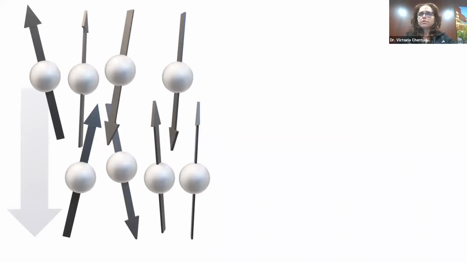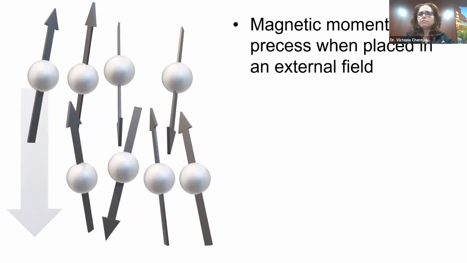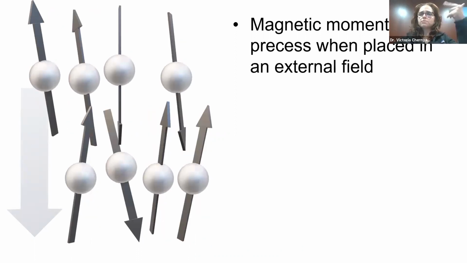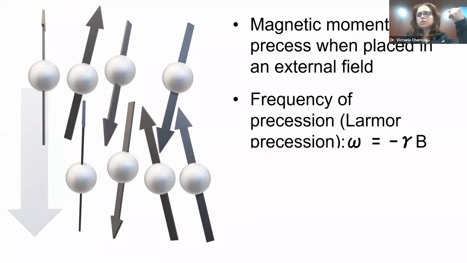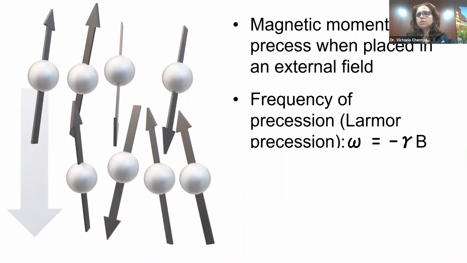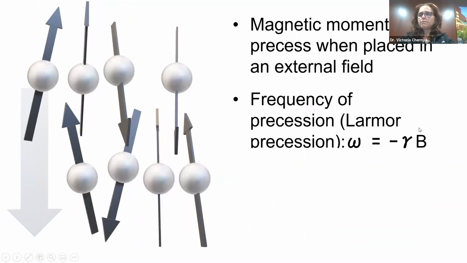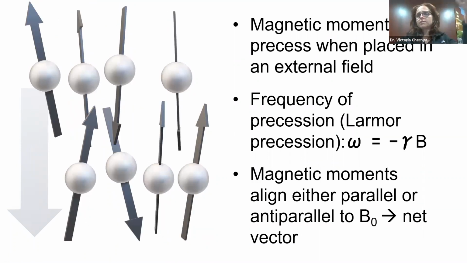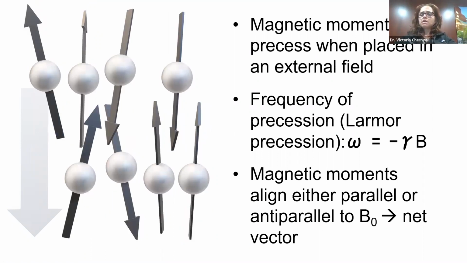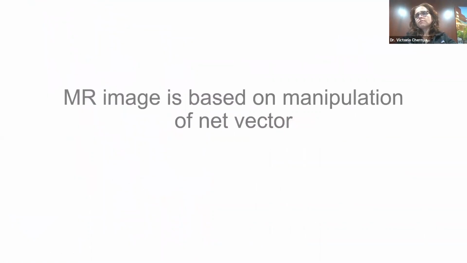So just to summarize, when we place these magnetic moments in the external field, they begin to precess, almost a spinning top motion. The frequency of this precession is described by the Larmor frequency, which is determined by B0 and the gyromagnetic constant. And again, magnetic moments will align either parallel or anti-parallel to B0 and create a net vector. And MR image is based on manipulation of this net vector. And we will see in a second how we do that.